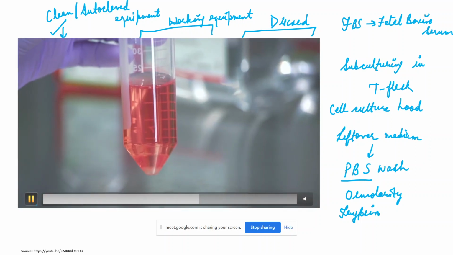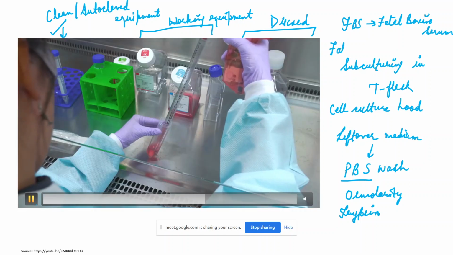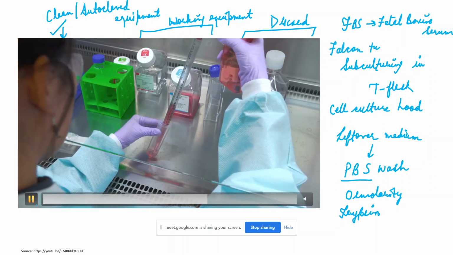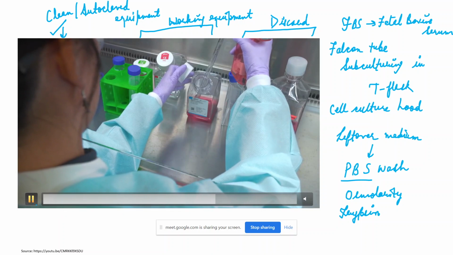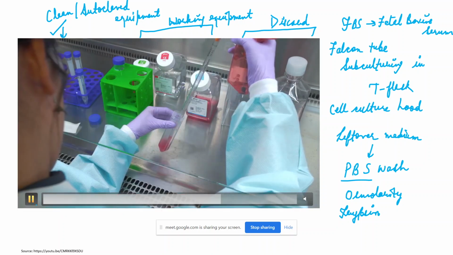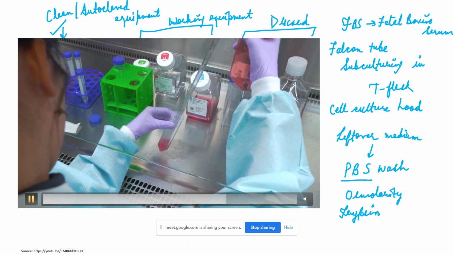Now, since your cells have become detached and have come up into the media, she has taken it out into another tube, which is a Falcon tube. First, she has taken it in the Falcon, and she's removing whatever extra media is there. She's adding more media and pipetting it up and down, as you can see.